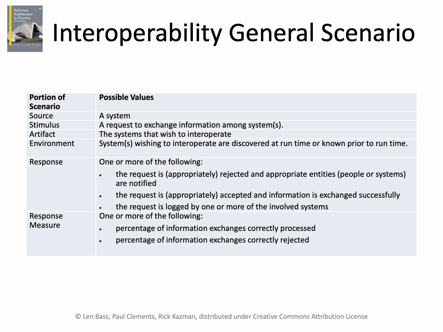Response, one or more of the following. The request is appropriately rejected and appropriate entities, people, or systems are notified. The request is appropriately accepted and information is exchanged successfully. Last but not least, the request is logged by one or more of the involved systems. Response measure, one or more of the following: percentage of information exchanges correctly processed, percentage of information exchanges correctly rejected. So this is pretty much the extension of what I just shared with you in terms of the grocery chain.